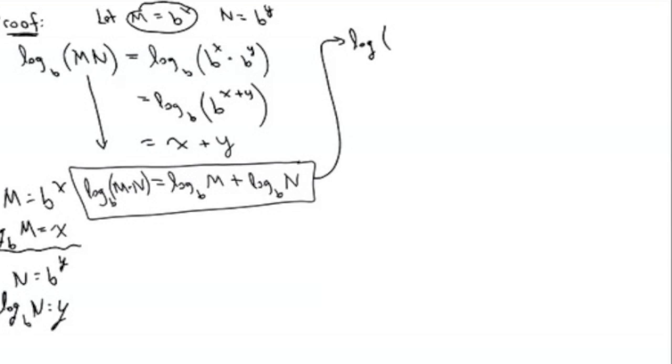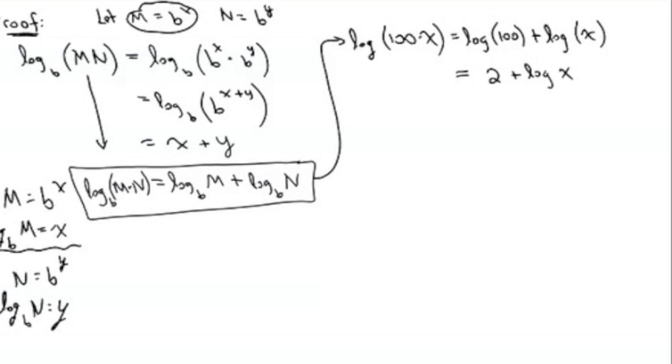For instance, if you have log of 100x, you can't leave that, because 100 is a perfect base 10 logarithm. So because this is a product, you're going to write it as log of the first number plus log of the second number, and expand it out. So it becomes log of the first factor plus log of the second factor. What's log of 100? 2. So this becomes 2 plus log x. So that's called simplification. It's like you can't leave square root of 8, you have to write it as 2 square roots of 2. Same thing with logarithms.